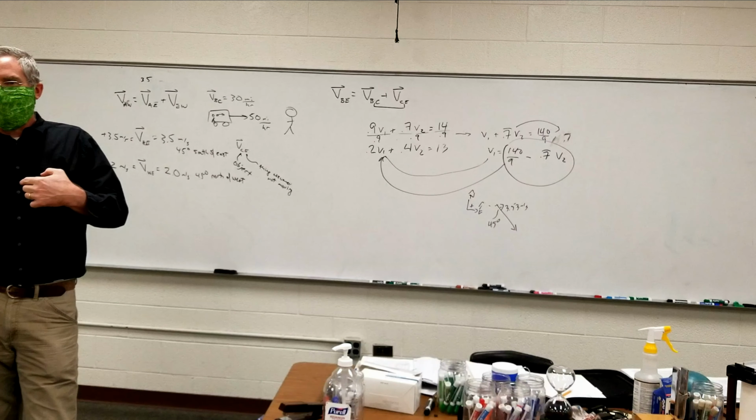Positive and negative. So that's 3.5 minus V of WE. So if I flip the directions, it becomes negative. So this becomes 3.5 minus negative 2, or 5.5 meters per second. That's how fast the aircraft is going with respect to the wind, assuming that 3.5 meters per second has already taken the wind into account.